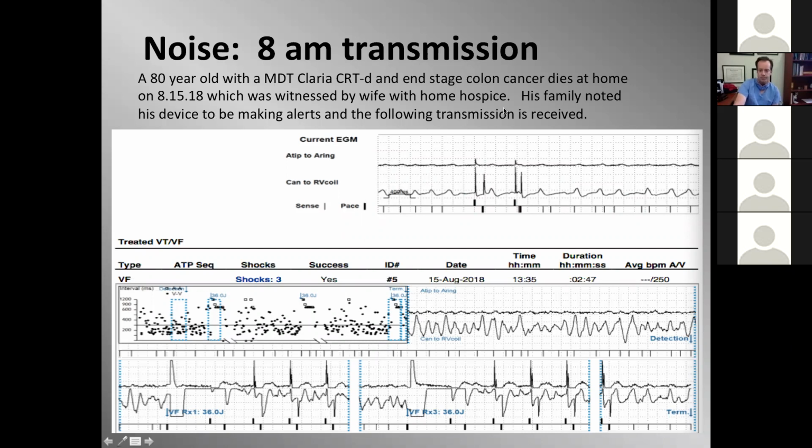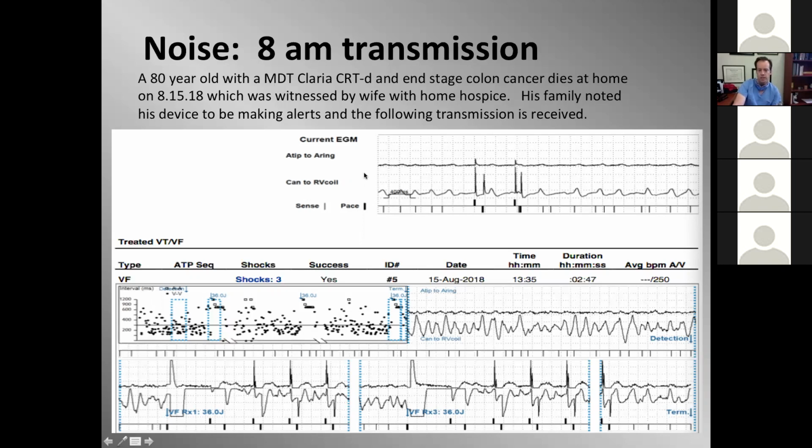He was at home on hospice. And we had a problem with this hospice because, as most of us know, we should always turn off the defibrillation aspect of devices if someone's on hospice, or most people think that's the most appropriate thing. So his family noticed his device was making alerts after the patient died, and the following transmission is received.